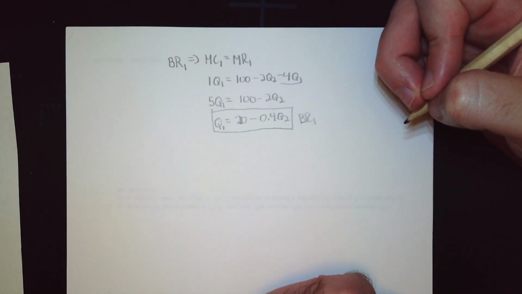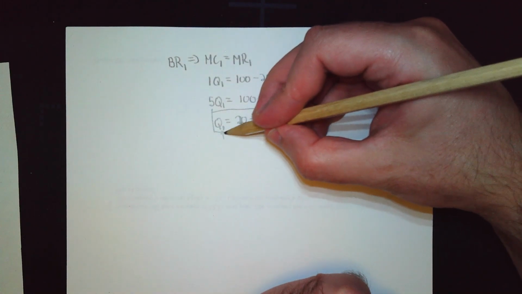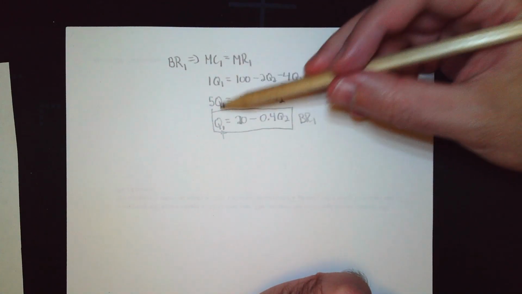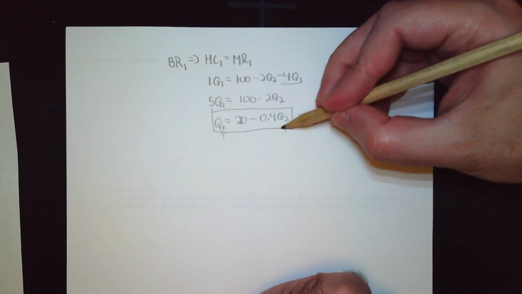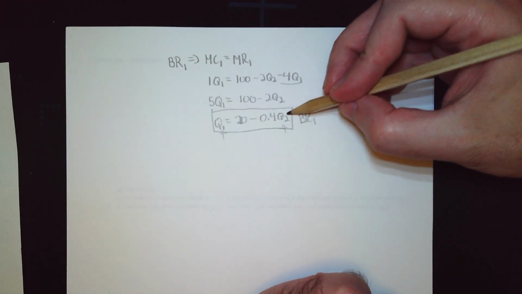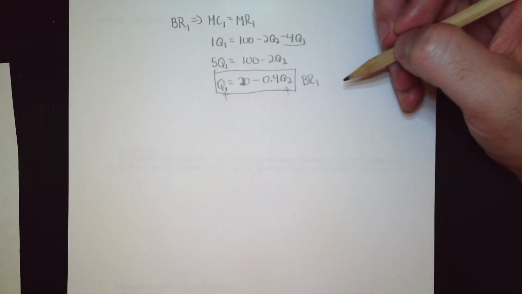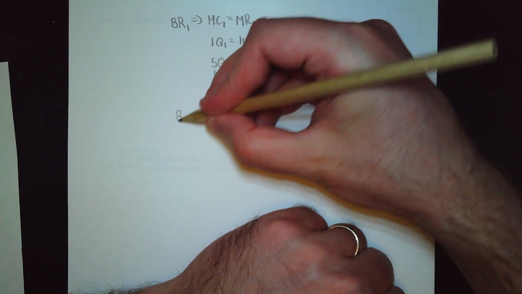Which quantity of units, which amount of units does firm 1 want to produce? It wants to produce this quantity. The quantity that the first firm wants to produce will depend on the quantity that the second firm wants to produce. That's why it's a best response function. When I know Q2, I can find Q1. Okay? We can do the same thing for BR2.